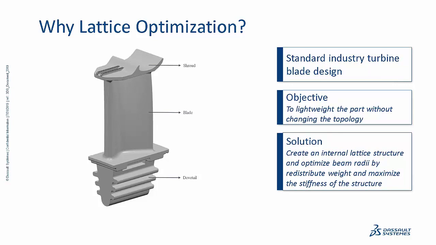This turbine blade has 3 components. It has the top shroud, it has the blade, and the dovetail region. For this particular workflow, I will be focusing on replacing the internal cavity of the blade section only with lattices, and then redistributing the mass to maximize stiffness.